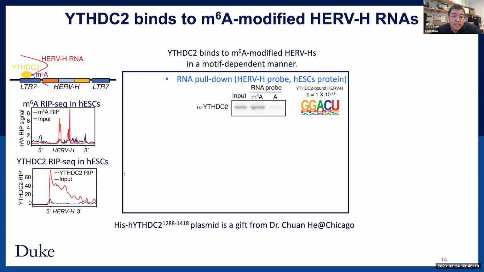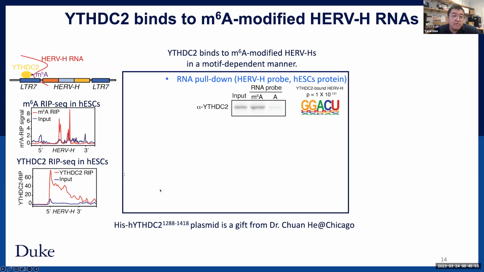Next, to prove that YTHDC2 can indeed bind to HERVH RNA, we synthesized a 30 nucleotide RNA probe that contains the conserved HERVH sequence and this m6A binding motif. We synthesized two types of probe, one with m6A modification and one without. We incubated the RNA probes with the nuclear protein that we purified from human embryonic stem cells, and we found that the m6A modified RNA probe can efficiently pull down YTHDC2, but not the probe without m6A modification.